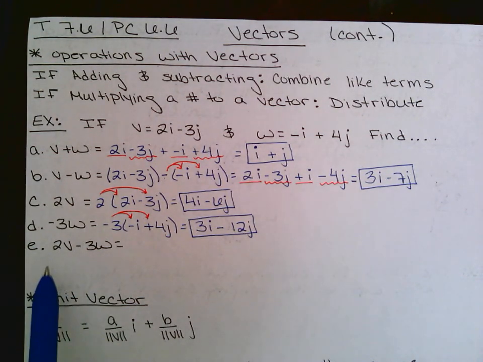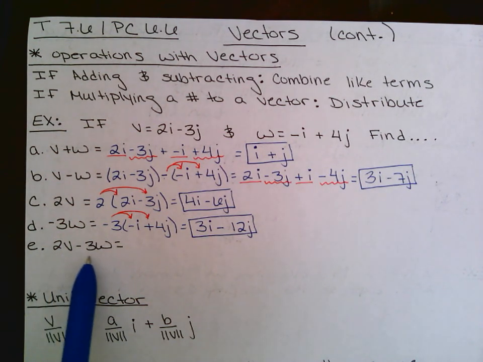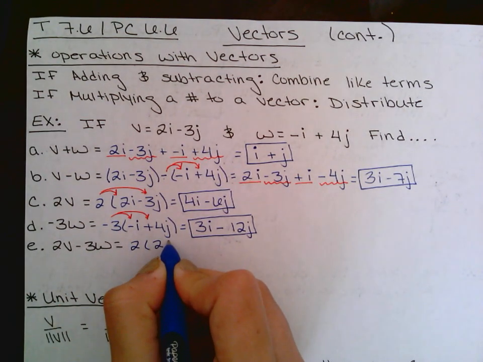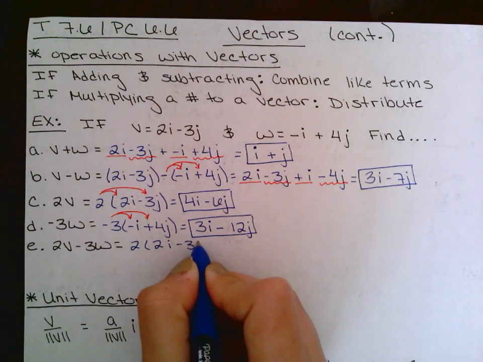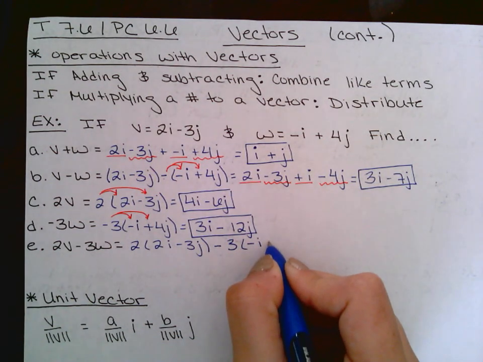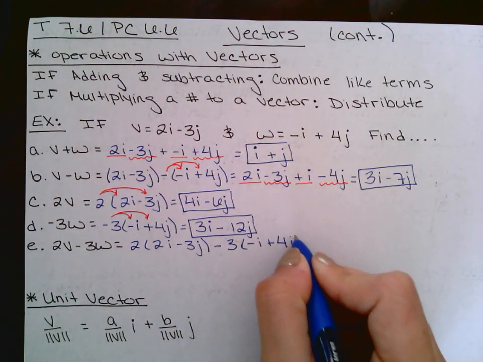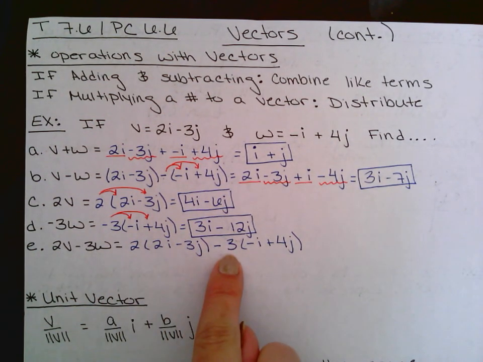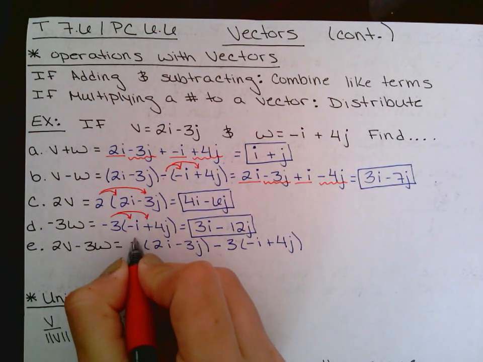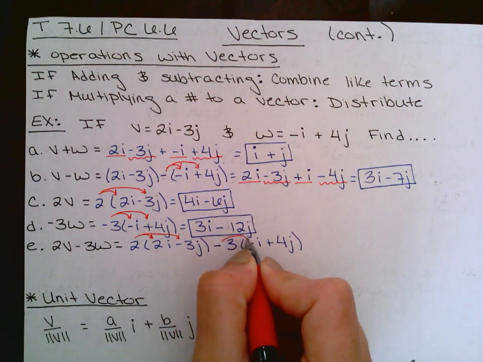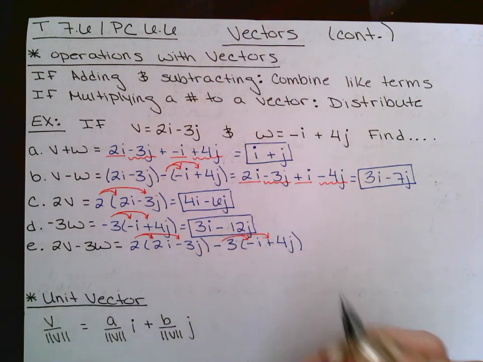E has 2 parts to it, okay? It has 2 times v minus 3 times w, okay? So I'm going to write one at a time. I'm going to say 2 times v minus 3 times w. Okay, so 2 times, here's vector v, minus 3 times vector w. I'm going to distribute that 2, and I'm going to distribute that negative 3.